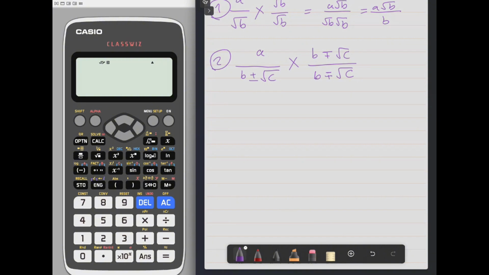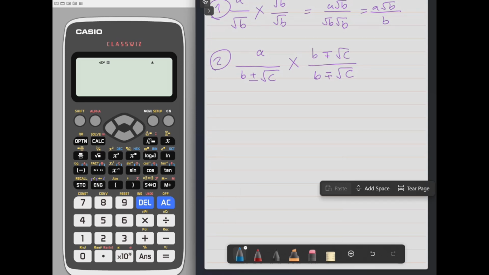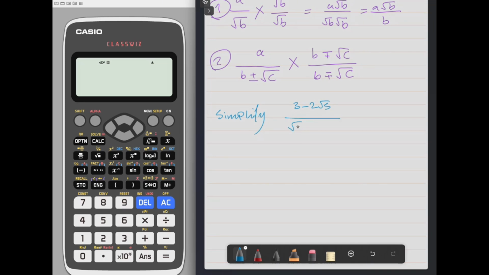Let's solve exercise 1F, question 4, which wants us to simplify 3 minus 2 root 5 over root 5 minus 1. And we should give our answer in the form p plus q root 5, where p and q are rational numbers. So even if they are fractions, it doesn't matter.